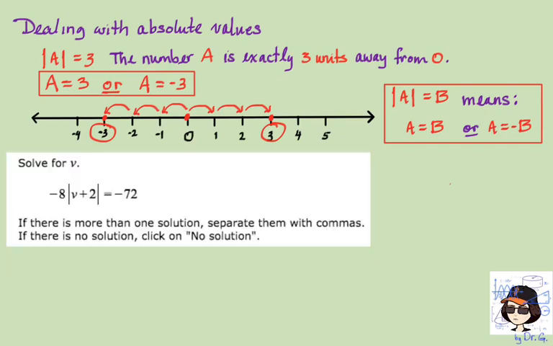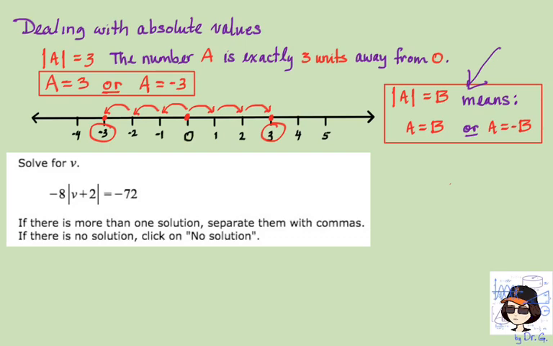So let's look at some examples. The first example is one of the first problems that you'll see in ALEKS. We're solving an equation. We're solving for the variable v in this equation. The equation says -8 times absolute value of v plus 2 equals -72. It says if we get more than one solution, separate them with commas. If there's no solution, click on no solution. So for this one, we want to use this concept that I've just put in this box up here.